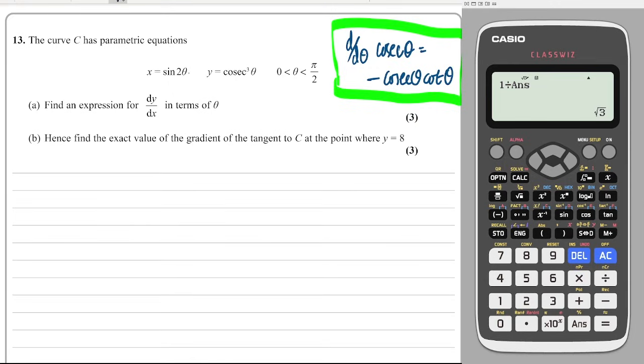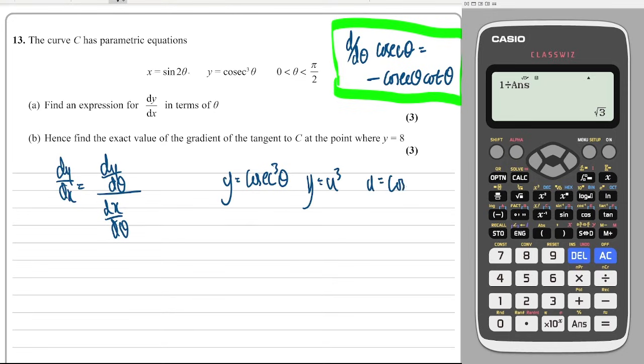Okay, parametric differentiation, you need to differentiate the y with respect to theta and the x with respect to theta. Now, differentiating the y, I would set y equal to cosec cubed, and then I would set y equal to u cubed, and u equal to cosec theta. I'll then differentiate with respect to u and get 3u squared, and I would differentiate with respect to theta and get minus cosec cot. And then, using the chain rule, I would multiply those together to get dy by d theta.